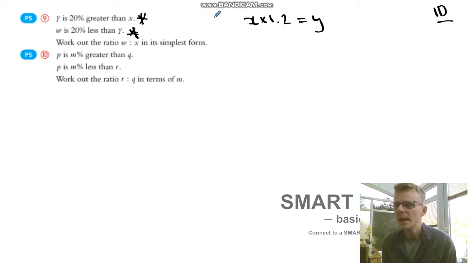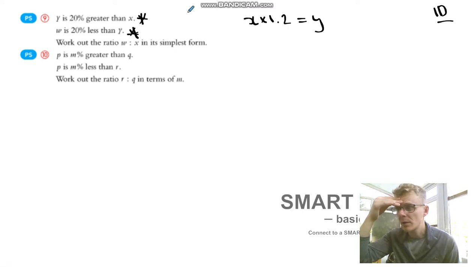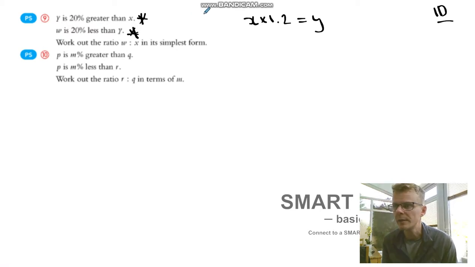And this is why in my intro video I said, things you thought you know well, can you apply them in this new context? So we'll start with something simple like this. W is 20% less than y, so if I took y and times it by 0.8, that would give me what W is. If I want to decrease something by 20%, I'm actually finding 80% of it. 80% as a decimal is 0.8.